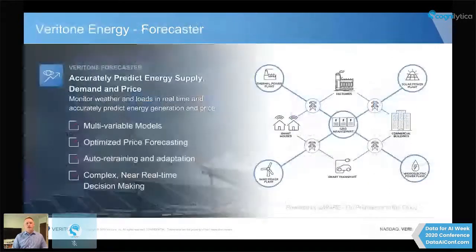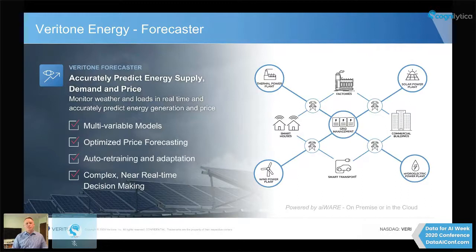So first one here is our forecaster. Our forecaster helps to predict demand, capacity, and even price at a kilowatt hour level. We can predict 1 minute, 1 hour, 1 week, 1 month in advance, which allows both our software and the actual grid operators to plan in advance. So how do we do this?